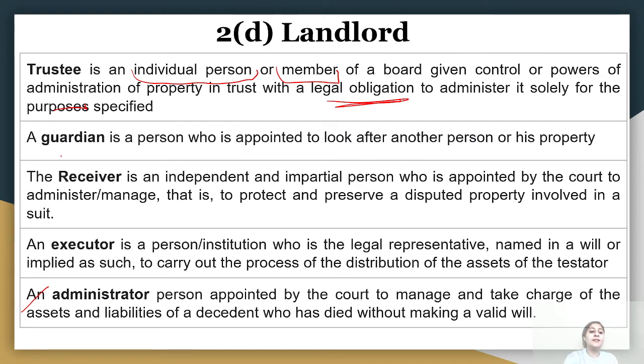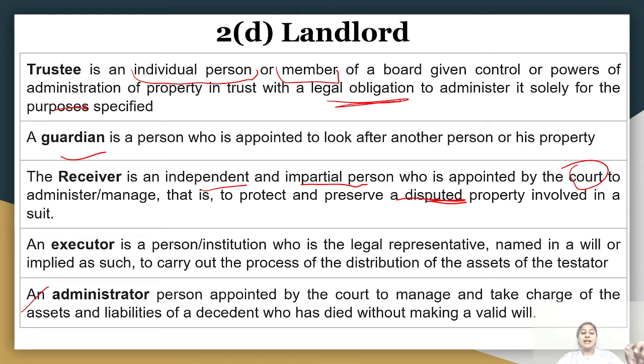In case of a guardian, we see that a person is appointed to look after either another person's property or another person's person. जैसे हम देखते हैं कि माइनर के केस में गार्डियंस अपॉइंट होते हैं. Thereafter, receiver is an independent and impartial person. Now this person is appointed by the court to administer or manage, so that implies to protect and preserve a disputed property involved in a suit. So that person is the receiver.